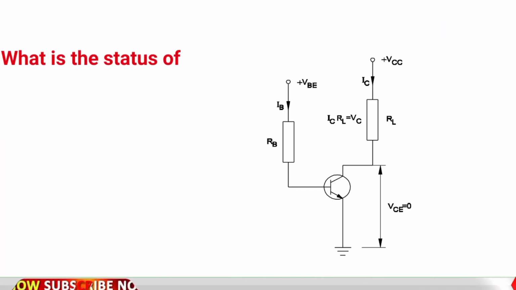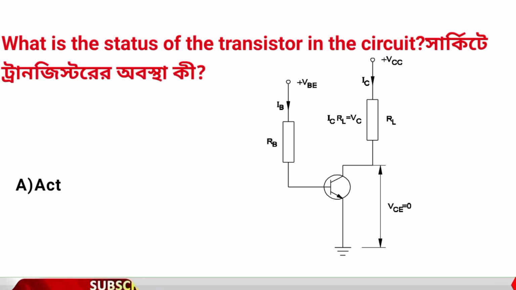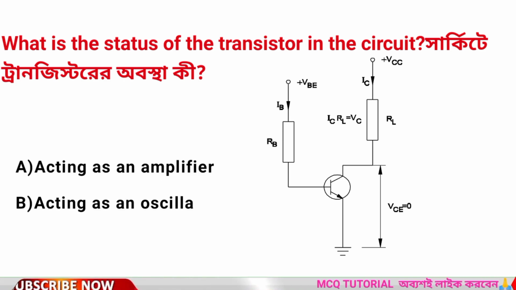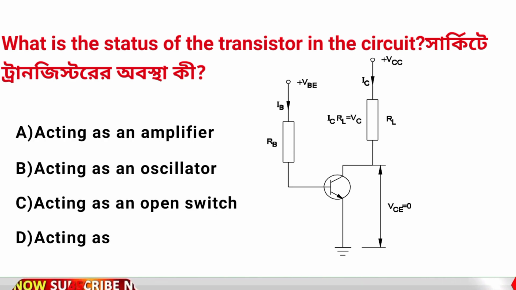What is the status of the transistor in the circuit? Option A, acting as an amplifier. Option B, acting as an oscillator. Option C, acting as an open switch. Option D, acting as a closed switch.